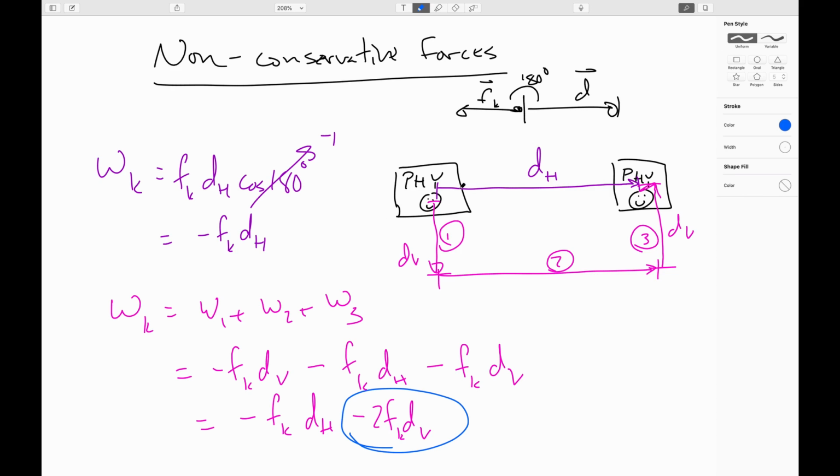The work done along the pink path is a different value than the work done along the purple path, by this much. So that's it. I found two paths. These are unequal to each other. We're done. Friction is not a conservative force.